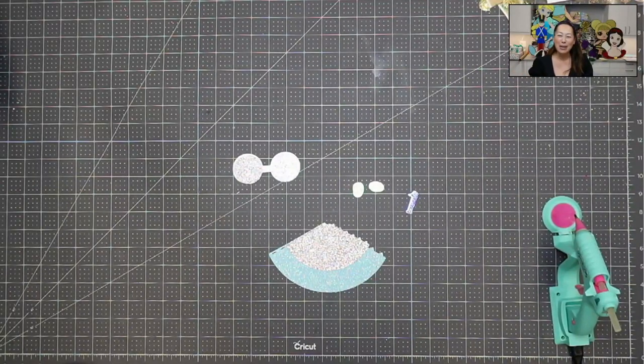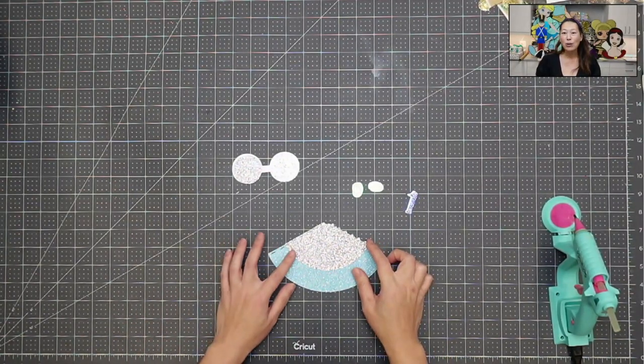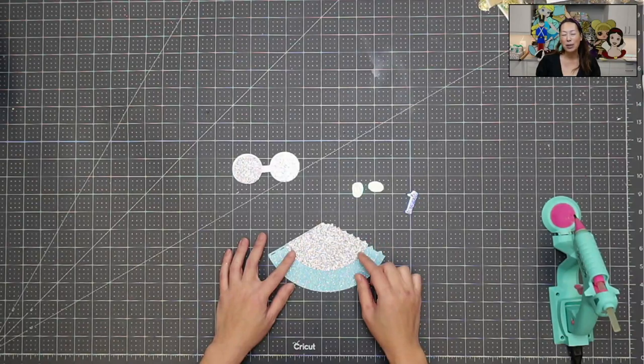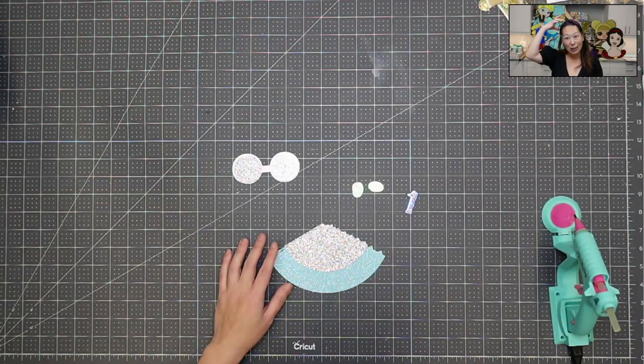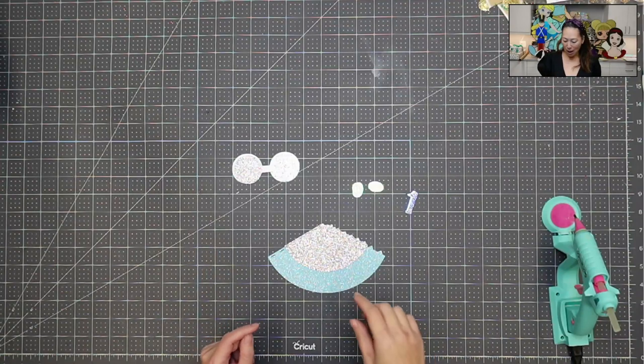Today we're going to be doing this mini birthday hat. I think it's so cute. It's tiny. It's sort of like for Halloween when you see the ringmaster and they have like a little hat. So it's going to be one of those.